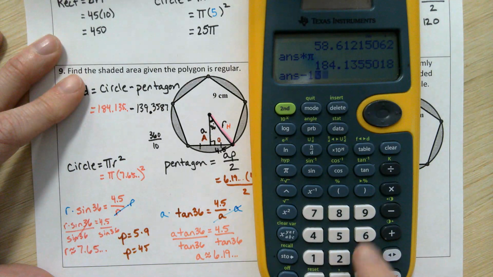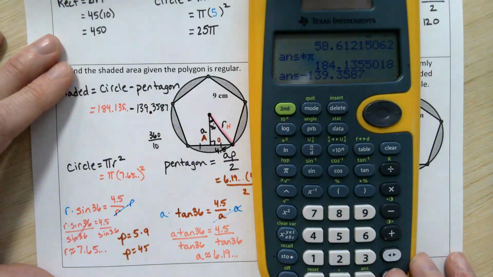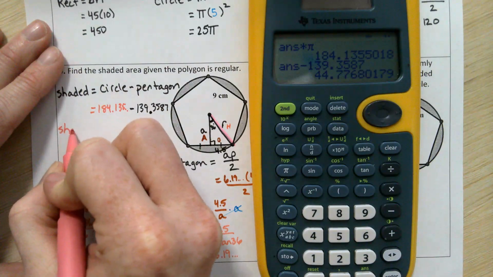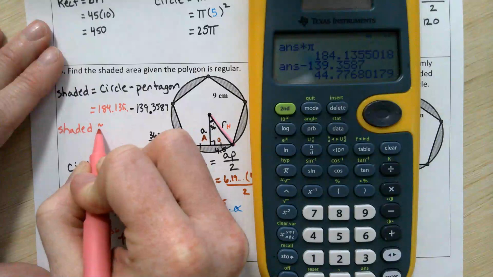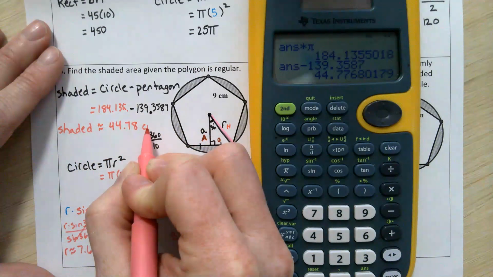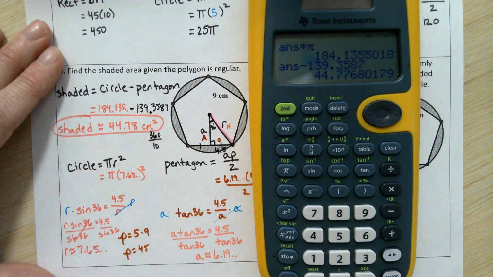I need to subtract that 139.3587 number. It was good I wrote down a few extra decimal places because that number is up top in my calculator, kind of far away by now. All right, shaded area. There it is. 44.78 square centimeters. They gave us units this time, so we don't need the U. We can use centimeters.